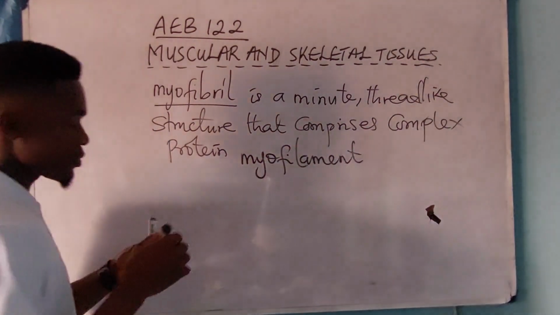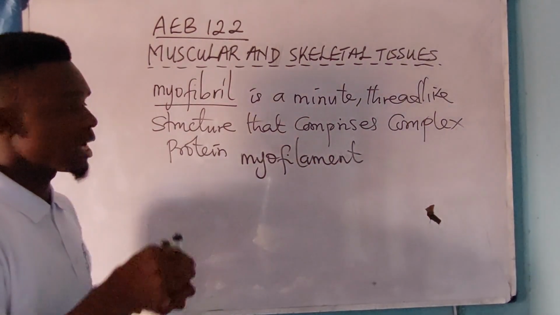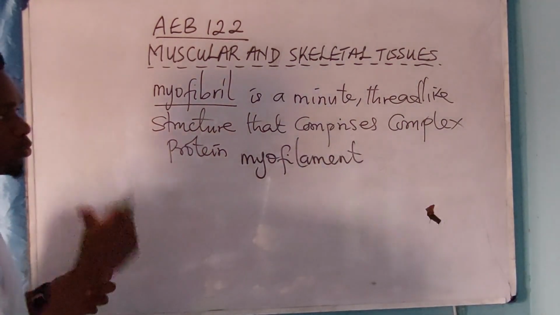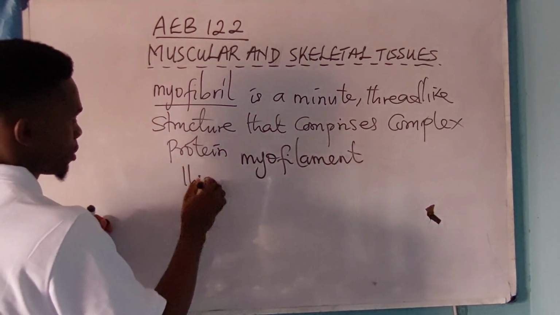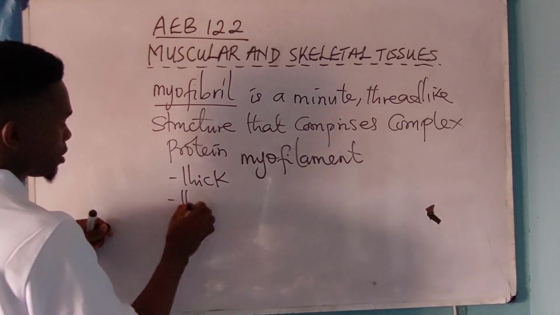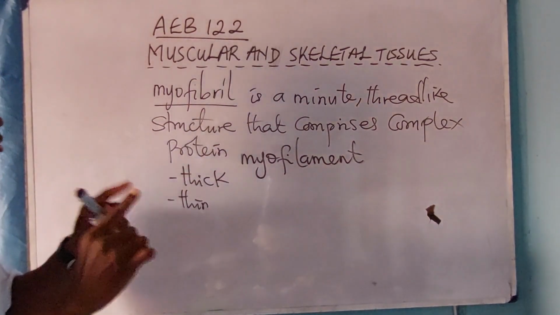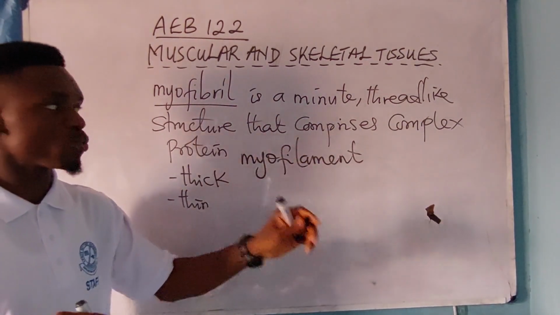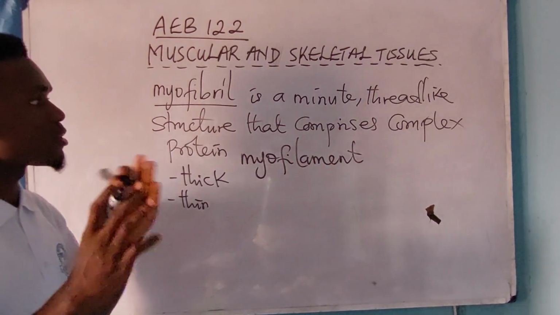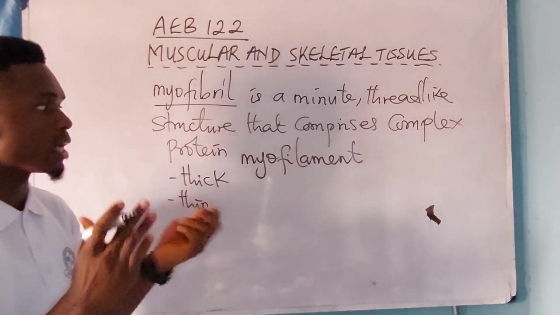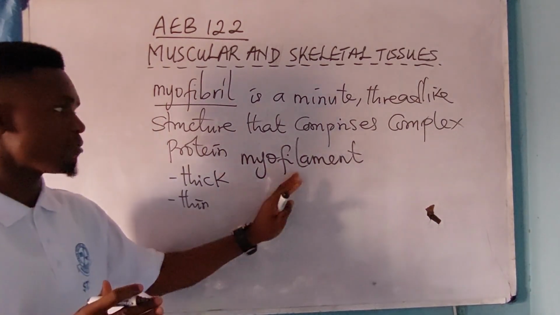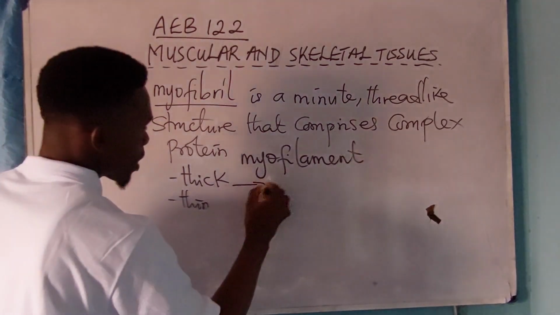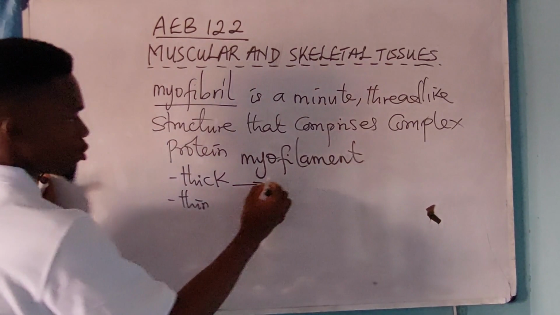All the muscle cells or fibers are arranged together in order to form what? A myofilament. The myofilament is of two types. We have the thick one and the thin one. The basic unit of every muscle is myofibrin, which is a minute thread-like structure that comprises complex protein. The various muscle cells or fibers are joined together to form a myofilament. Myofilament is of two kinds: the thick one and the thin one.